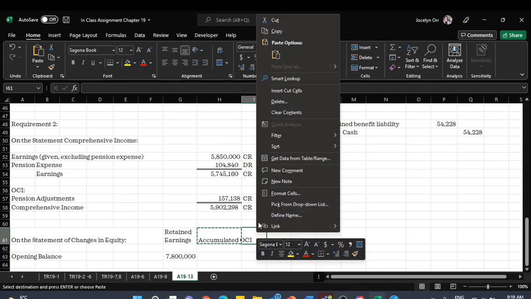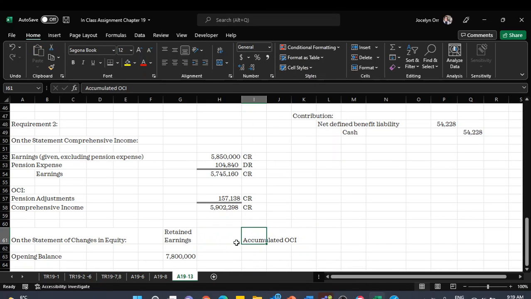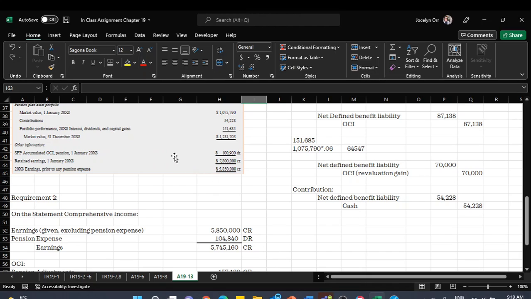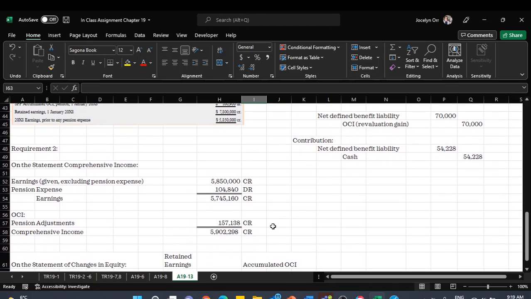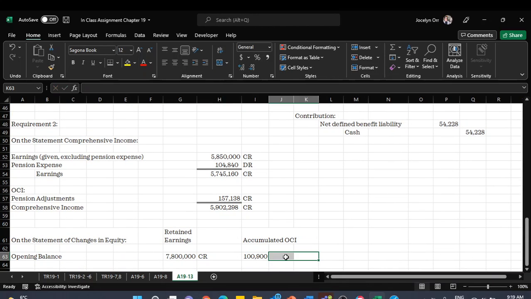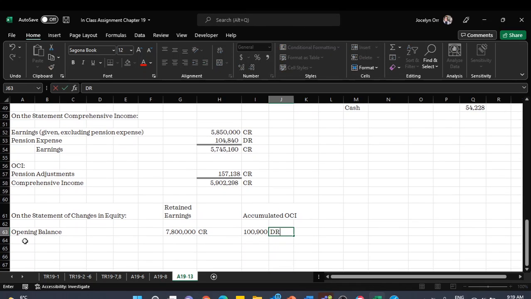Let me move this over by one because I want to include a column that indicates whether it's a debit or a credit balance. Okay. Accumulated OCI had a balance of $100,900 on a debit. So opening balances are provided to us.